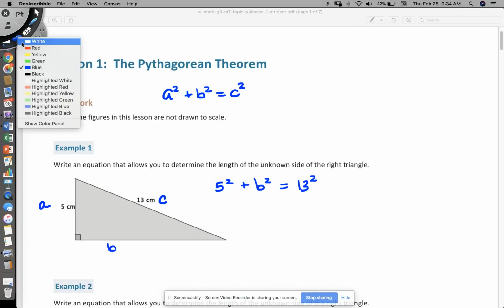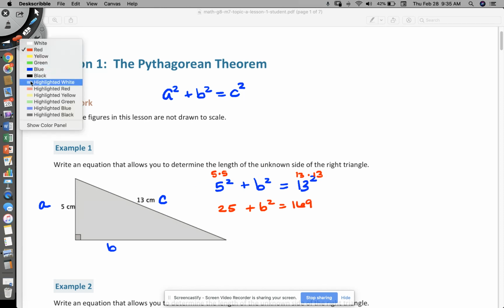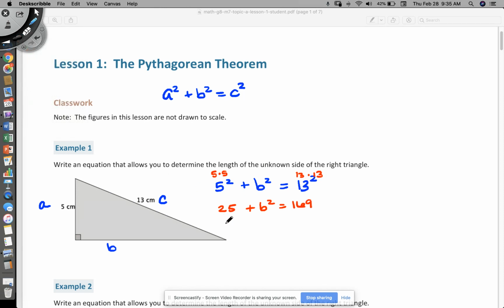Now, you know squared means that we multiply the number by itself. So this is going to be 5 times 5. So we're going to put 25 here, plus B squared equals, and again, this is 13 times 13, which comes out to 169. Now, I want that B squared by itself, so I'm going to move this 25.